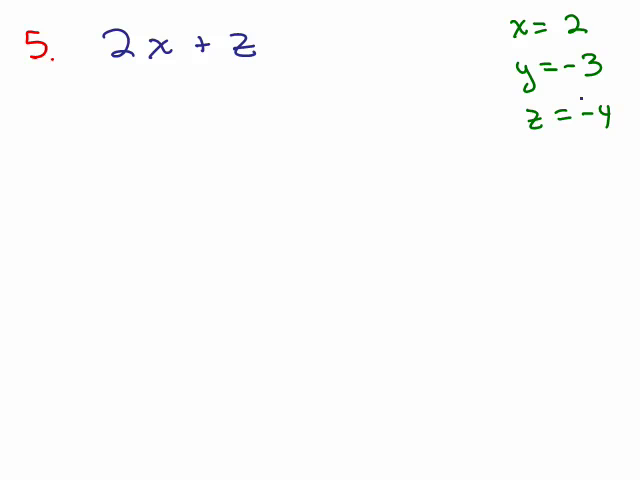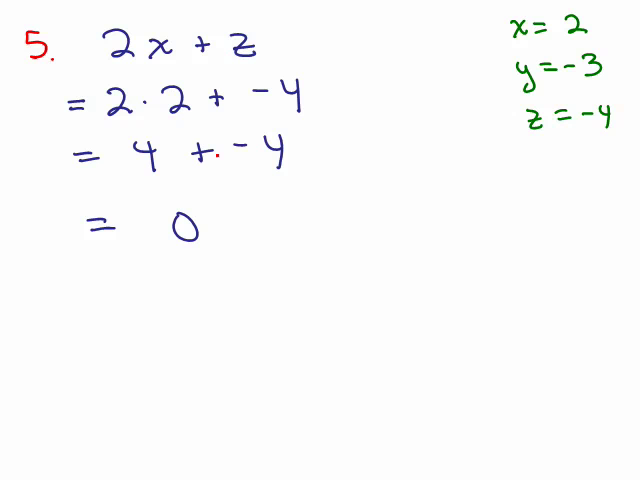All right, now we have to plug in the values for number 5 because there's some variables. So x is 2 and z is -4. And doing order of operations, that gives me 4 plus -4, which is 0. Okay, that's it.